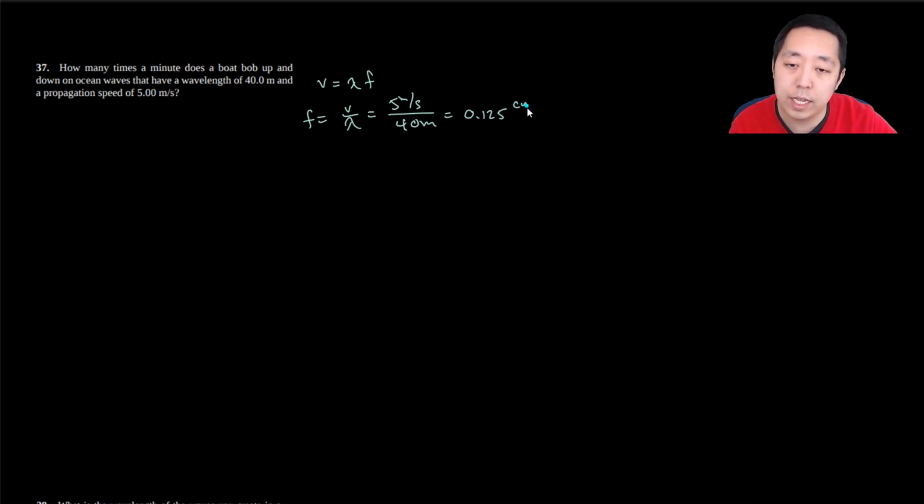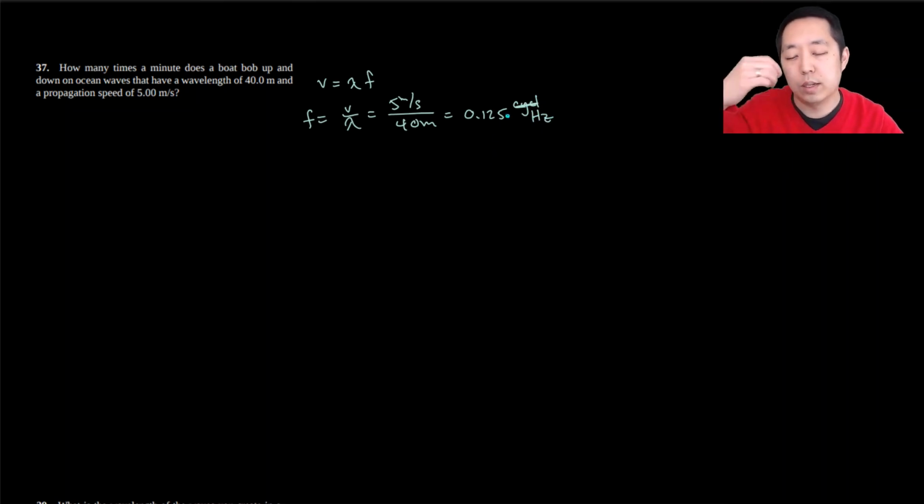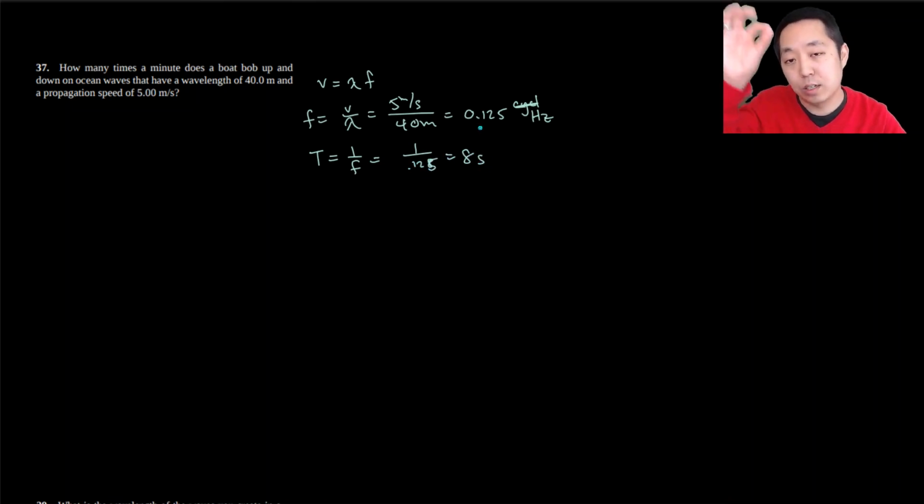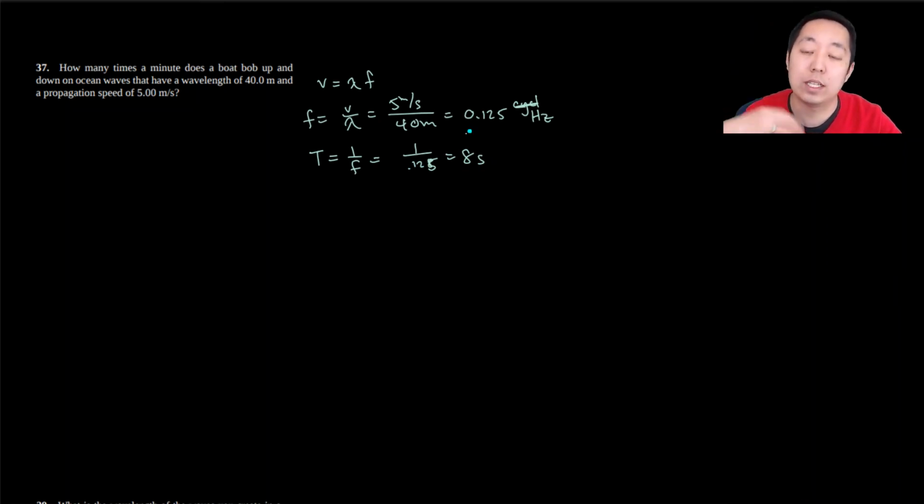And we call this cycles. It's hertz, but the way you would think of it is in the period, which is 1 over f. This is hertz, which is cycles per second. So that means in 1 second it goes 1/8 of a cycle, or 1 over f is 1 over 0.125, which is 8 seconds. That means every 8 seconds it repeats, right? That's what the period means.